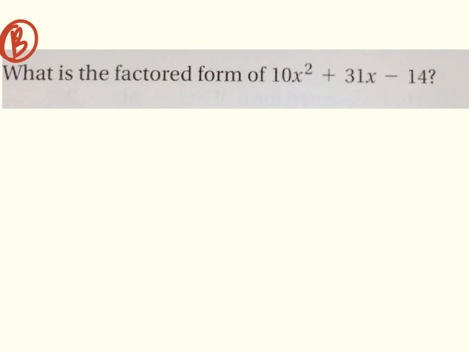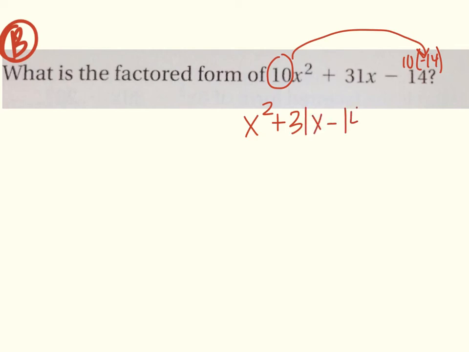All right, one more example. Then you're going to have some guided questions. We're going to take our leading coefficient, slide it to the end, multiply. 10 times negative 14. Then rewrite our trinomial. Ten times 14 is 140, so it's negative 140.